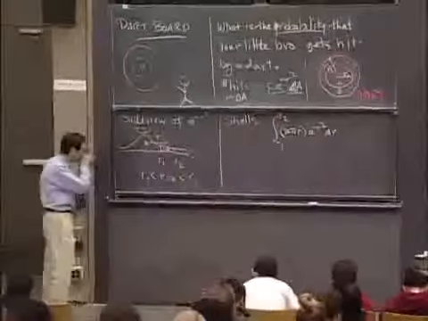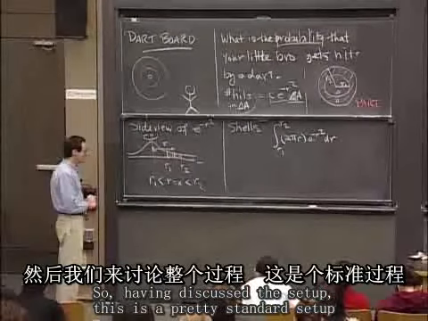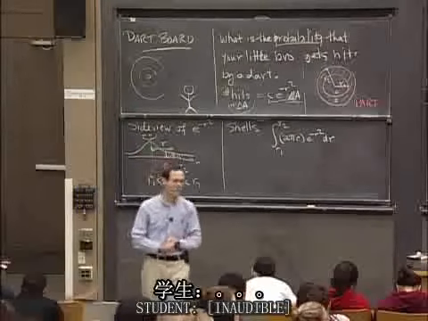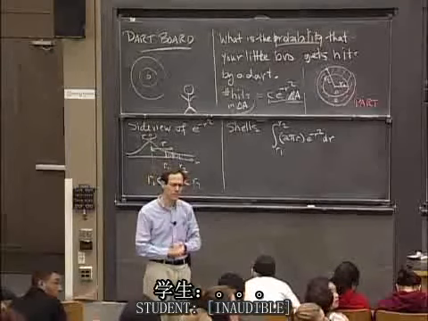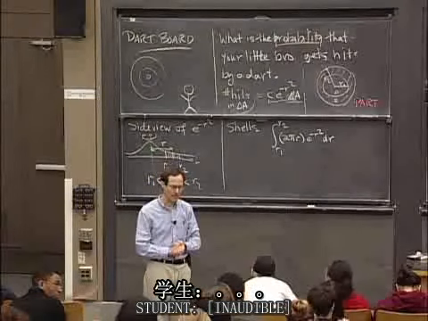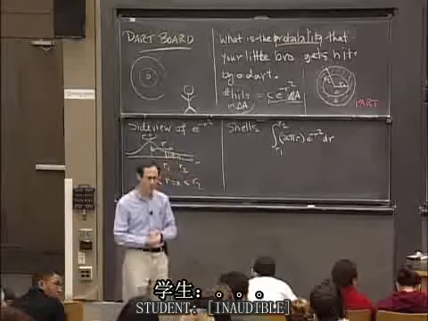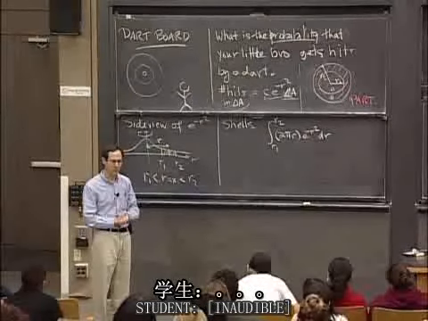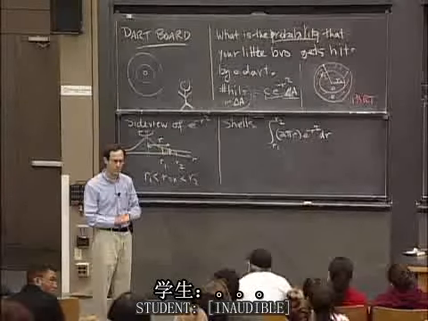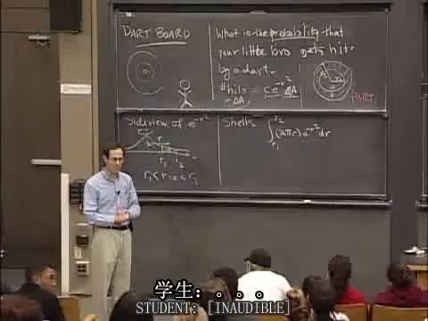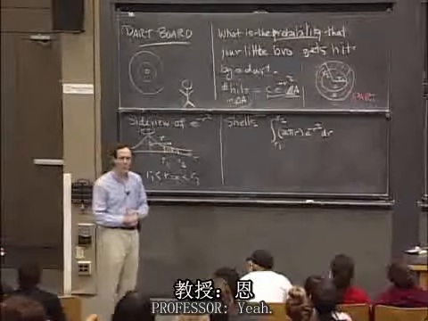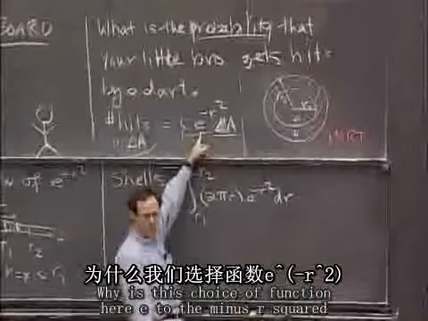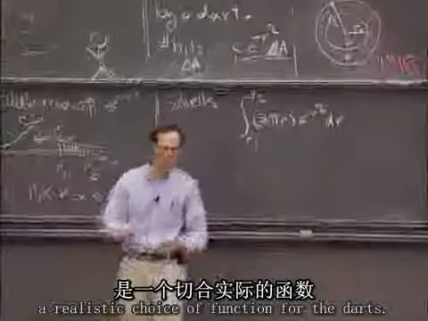Okay, so having discussed the setup, this is a pretty standard setup. Oh, one more question. Yes? I have two questions. First of all, how do you decide that the number of hits is proportional to C times e to the minus r squared? So doesn't that mean that most of the darts will go where the field is cracked? So the question is, why is this choice of function here, e to the minus r squared, a realistic choice of function for the darts?